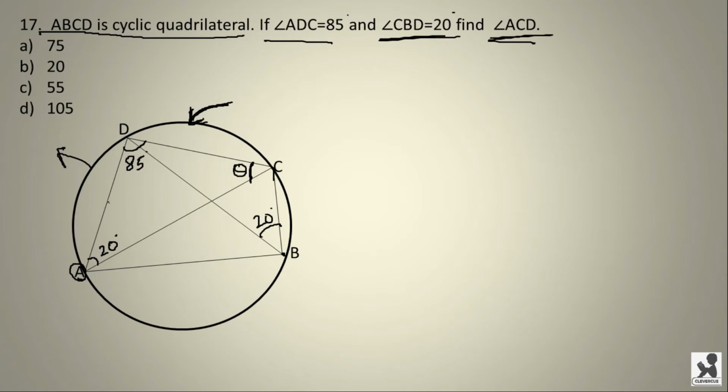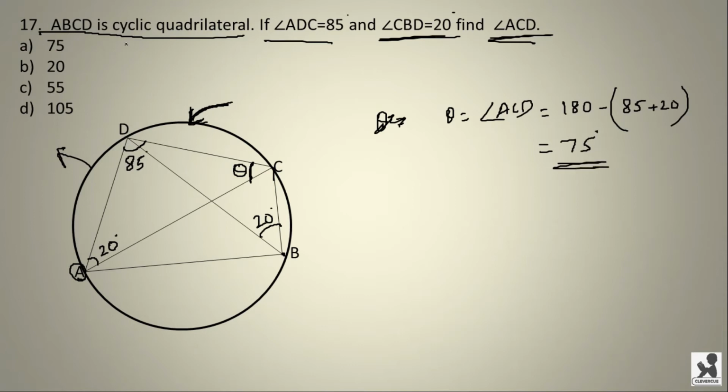Now angle theta, that is angle ACD, is equal to 180 minus 85 plus 20, which we get 75 degrees. So option A is the right answer. How? 180 degrees minus this, the value of 85 plus 20 is 105 degrees. We get 75 degrees as the answer. Moving to the next question.